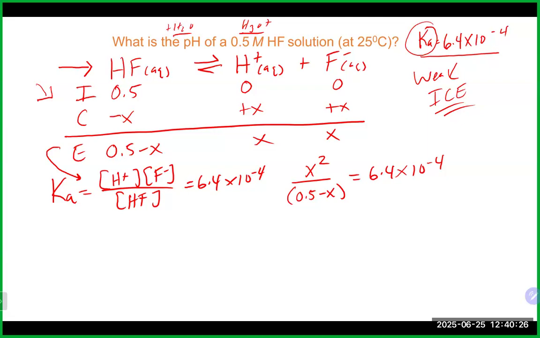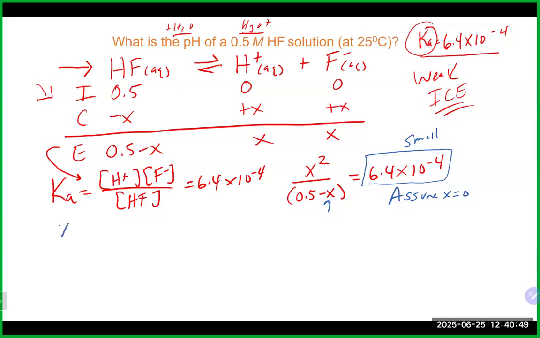You could use the quadratic if you want, or we can remember from last chapter that this is considered a small value of K. That means we can try the assumption, and assume X is equal to 0 in this case. Remember, it is really just the X's you're going to subtract from a number or add to a number. Those are the ones you want to get rid of.